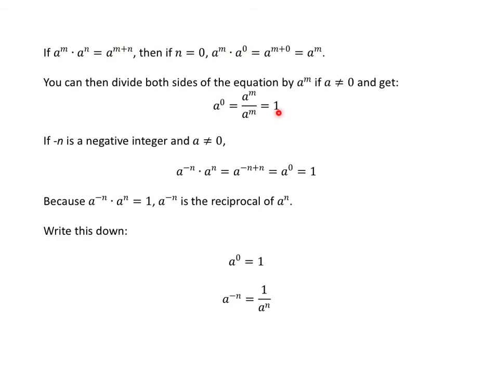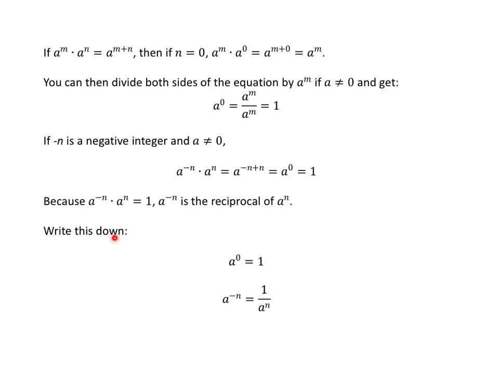If n is a negative integer, and we multiply a to the negative n times a to the n, we end up with a to the 0, which is 1. This is an identity. So what it shows us is that a to the negative n is a reciprocal of a to the n, which is why we end up with this rule.